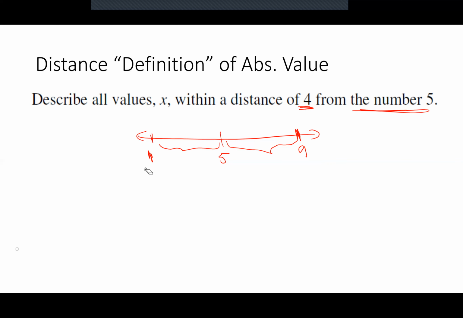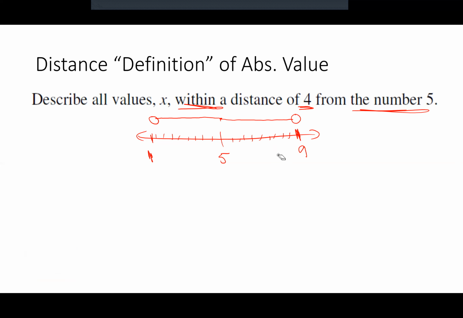Now, here's the thing. It's got to be within. So at 1 and 9, I can't actually be on those points, because if I am, I'm exactly 4 units away. So that's going to be a problem. So what I'm going to need to do here is put open circles. And now I'm saying within a distance of 4. So if I start at 5, I can go anywhere to the left. Anywhere in these spaces is legal. I can also go to the right. Anywhere in these spaces is legal. Okay, now those notches are not drawn to scale for integers on the number line, obviously.